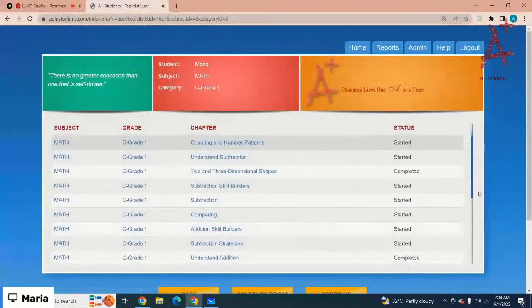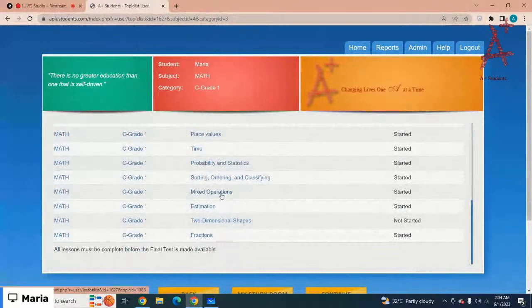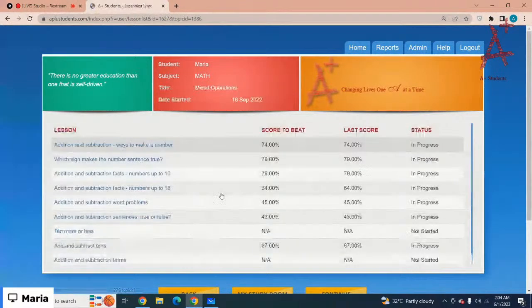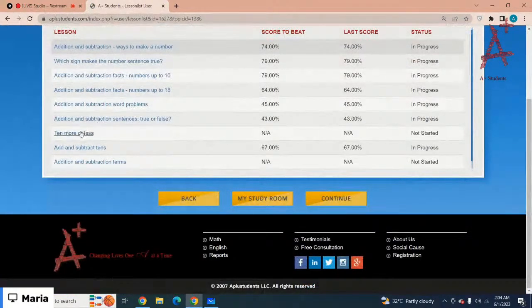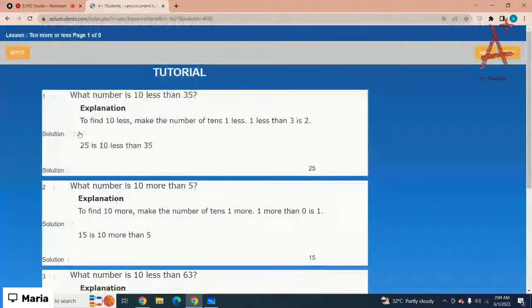Okay, here I'm on grade 1 maths. The chapter we're going to start with is mixed operations, and the lesson we're going to start with is 10 more or less. Let's start. Which number is 10 less than 35? You need to find a number that is 10 less than 35.